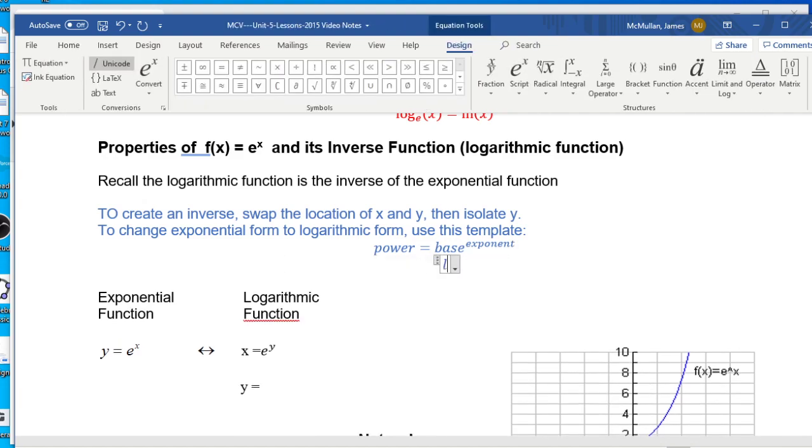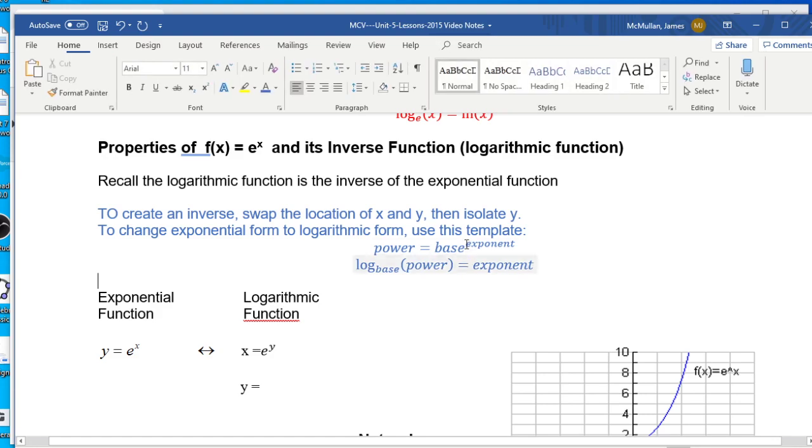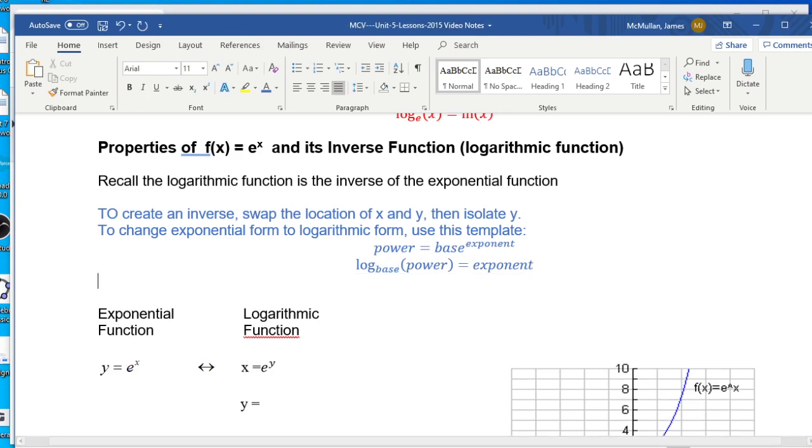Logarithmic form is log of the base, the power equals the exponent. So this statement up here and this statement down here are the exact same thing. They mean the same thing.